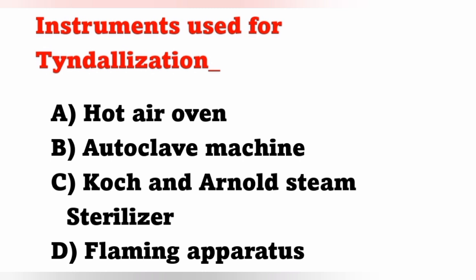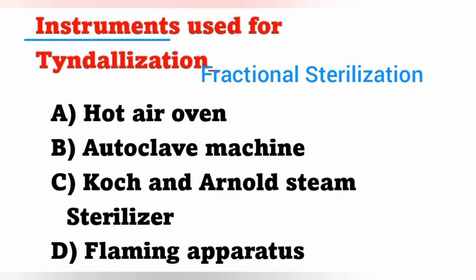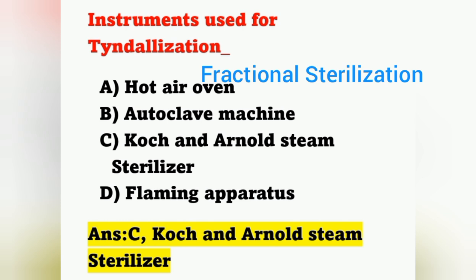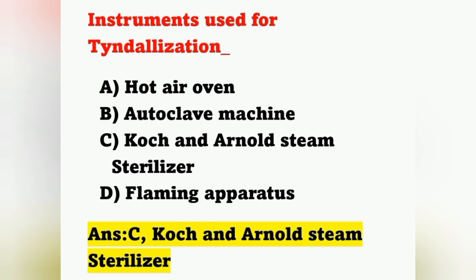And the next question, instrument used for tyndallization. Options: option A hot air oven, option B autoclave machine, option C Koch and Arnold steam sterilizer, option D flaming apparatus. Tyndallization is one of the steam sterilization methods. It is also known as fractional sterilization, and the instrument used for tyndallization is the Koch and Arnold steam sterilizer. Option C is the correct answer. Move on to the next question.